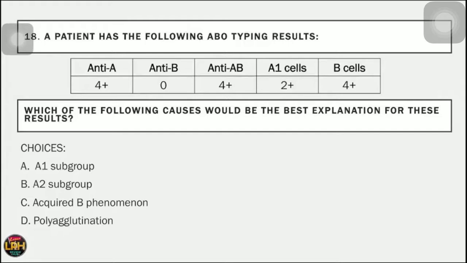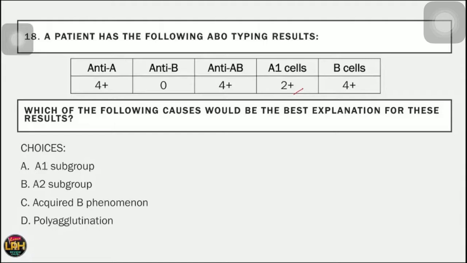Number 18. A patient has the following ABO typing result: an anti-A reaction of 4+, anti-B reaction of no agglutination, anti-AB 4+, A1 cells 2+, and B cells of 4+. Which of the following causes would be the best explanation for these results?